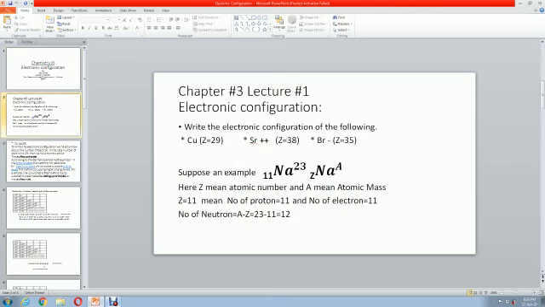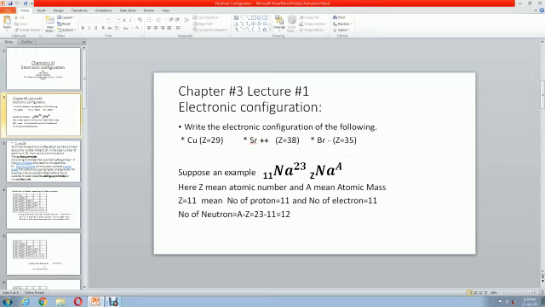Today, my topic is electronic configuration. Write the electronic configuration of the following: copper, Z equals 29, strontium plus 2, Z equals 38, bromine minus 1, Z equals 35.